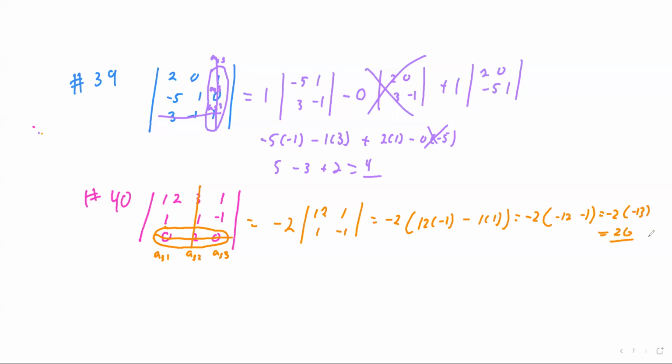So for number 40, the answer is just 26. And if you wanted to do any of the other options, like maybe you thought this one would have been good or this one's good, that's fine. You would still get 26 as the outcome.